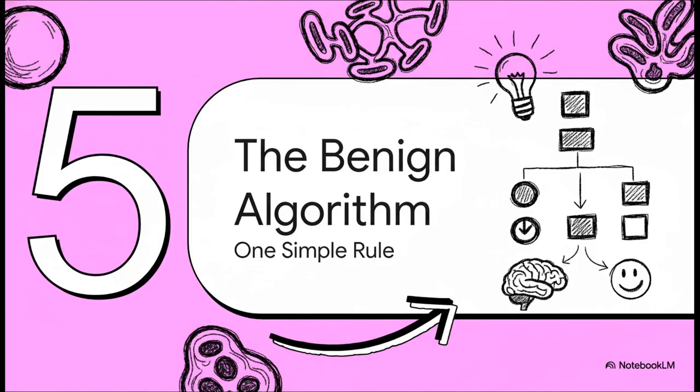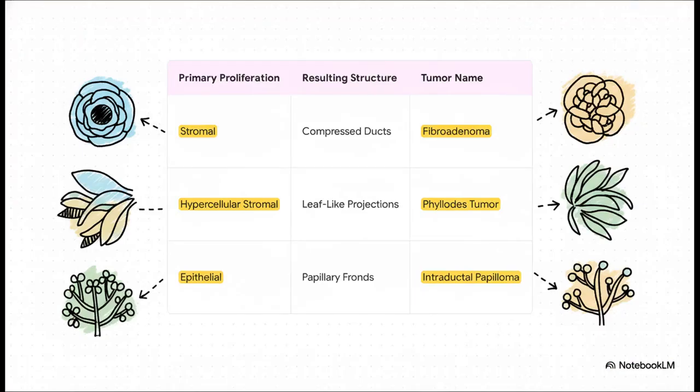So we've looked at 3 really different tumors. They seem unrelated, right? But now we're going to tie it all together into one simple, really powerful algorithm that'll help you remember all of this. And here it is. This is the core idea of this whole explainer, right here on this one slide. It all just comes down to which building block decides to grow.